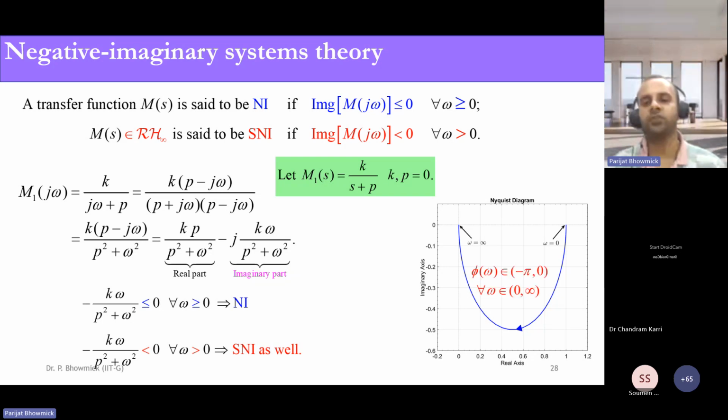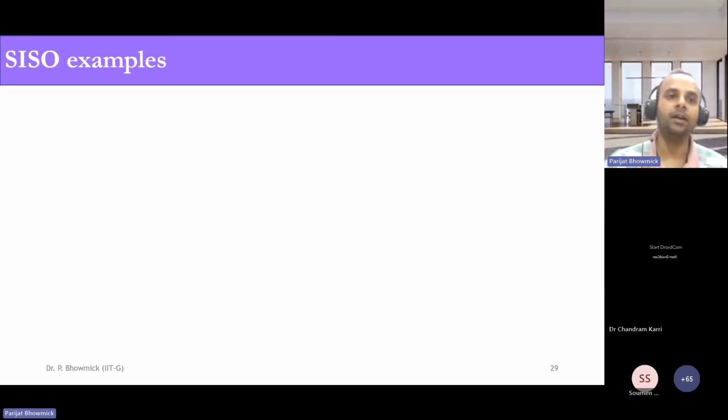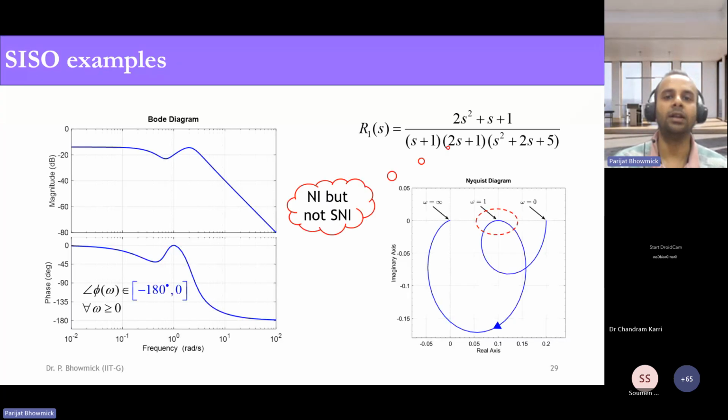If you also wish to know the phase angle contribution, then this definition translates into the phase angle contribution for any negative imaginary system remaining in the range minus pi to 0, minus 180 to 0. For this particular example, since it is an SNI system, it cannot be minus 180 degrees other than at omega equals infinity. That's why I have mentioned that phi of omega belongs to the open interval minus pi to 0 for all omega in the open interval 0 to infinity. Okay. Let's see a few more examples. I believe after that it will be clear to you.